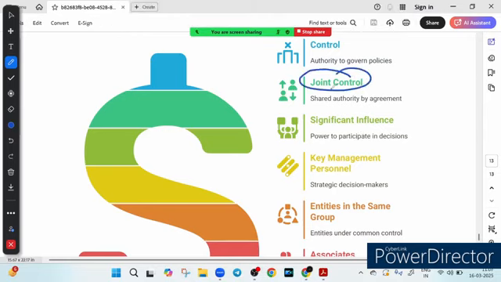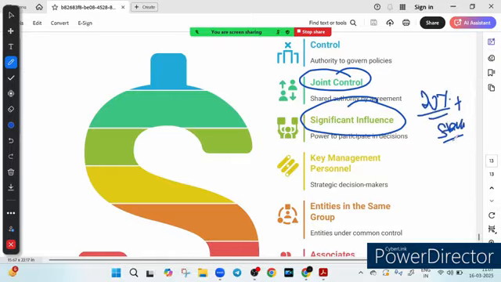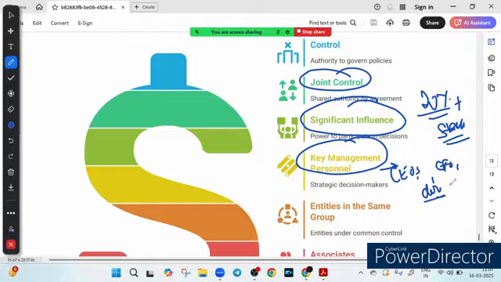Second is called joint control. Sometimes control is shared under an agreement. Imagine two companies jointly owning a venture. Neither can make decisions alone. Third is called significant influence. This means an entity has the power to participate in decisions even without direct control. For example, suppose a company holds a 20% plus stake in another; it can influence its policy. Fourth is called key management personnel. These are the strategic decision makers, like the CEO, CFO, and directors, right? Their decisions can shape the company's future.